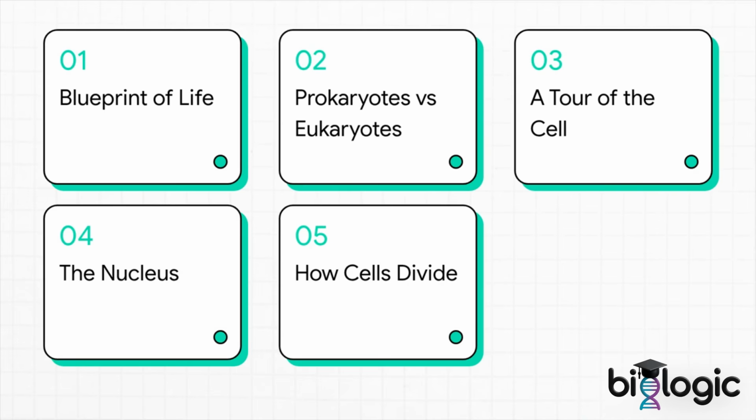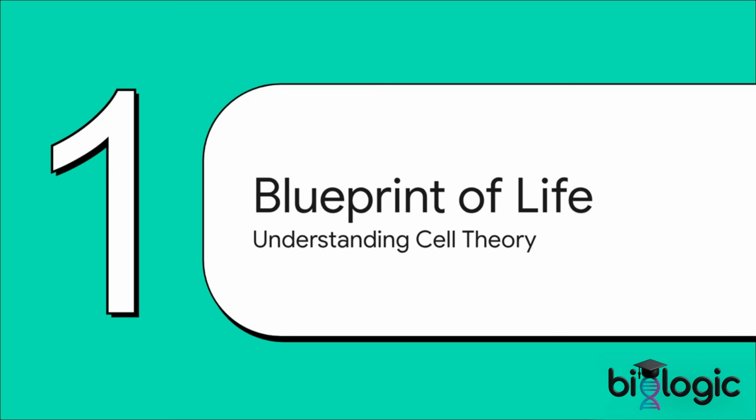Okay, here's our plan of attack. We're going to start with the blueprint, cell theory itself. Then, we'll cover the two main types of cells, take a tour of the cell's internal machinery, zoom in on the command center, the nucleus, and finally, tackle how cells actually divide. Let's move out. First up, the blueprint of life.